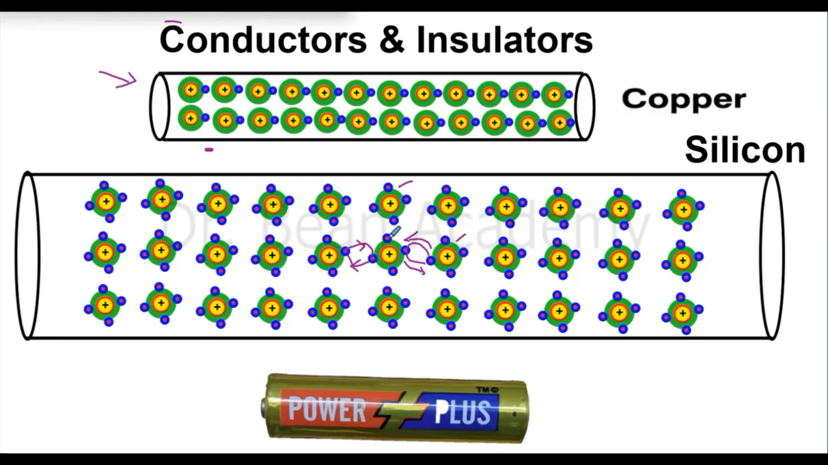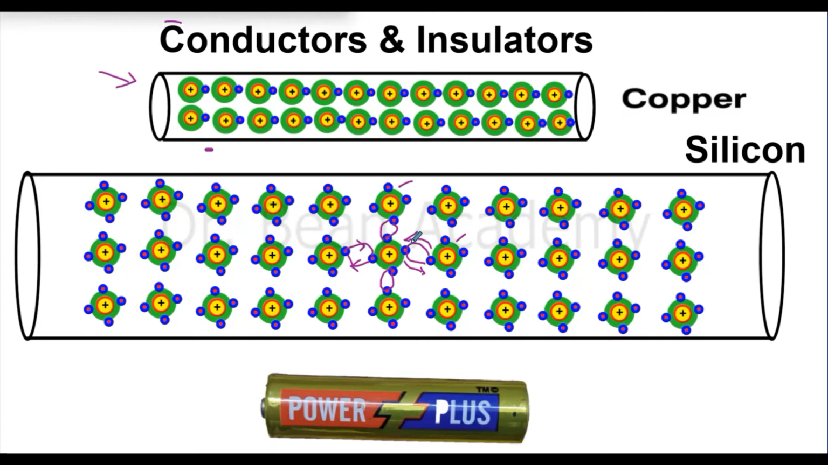Similarly, it has 1 more electron. It will share it with the outermost electron of the atom above, and same is the case with the atom below it. So this type of bonding is called covalent bonding, and every atom will share electrons with only the neighboring atoms.